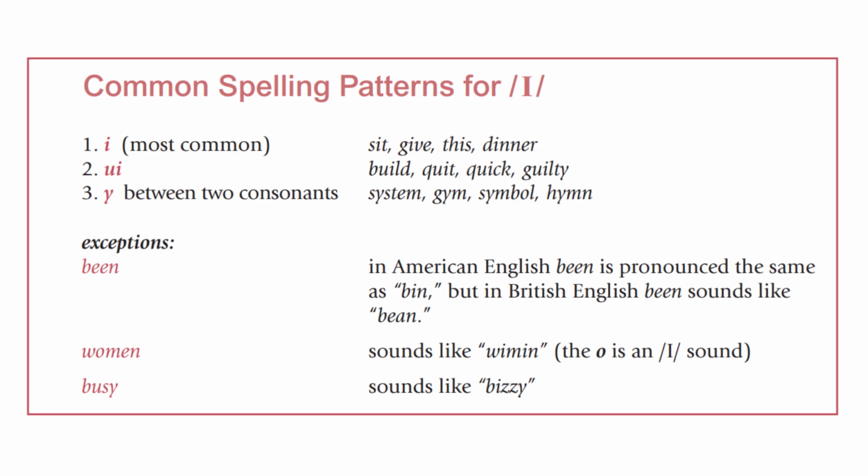Exceptions. In American English, the word been, as in how have you been, is pronounced as I, but in British English it sounds like E, the same as the food beans. Also, in the word women, the O is pronounced as I, women.